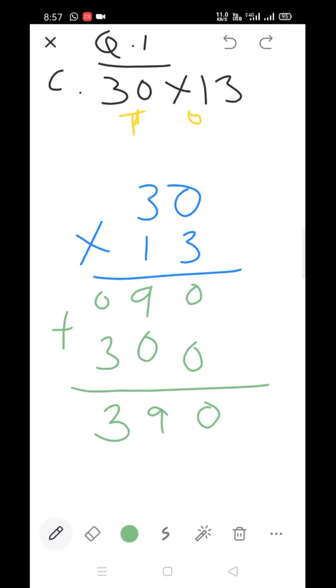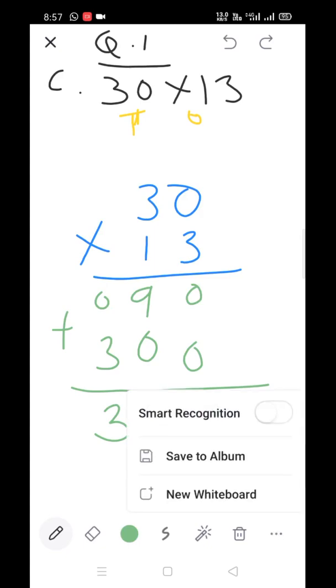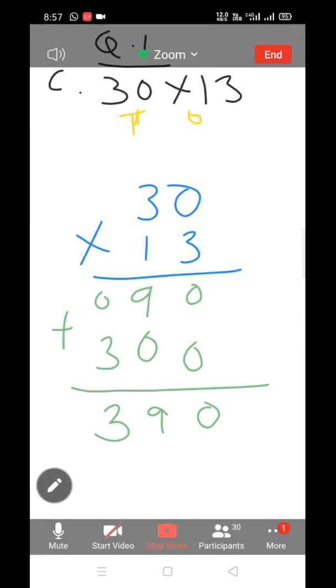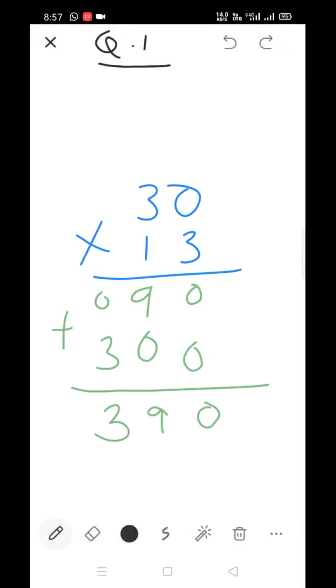D is your homework. If you are done, start the E. E is 67 multiplied by 24. Complete your work as fast as you can, as we have to solve the full exercise.